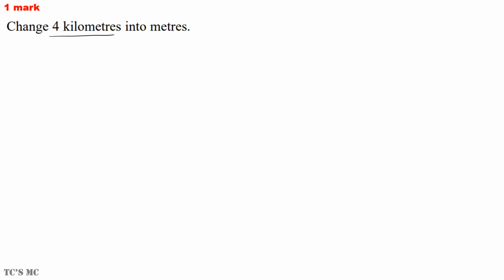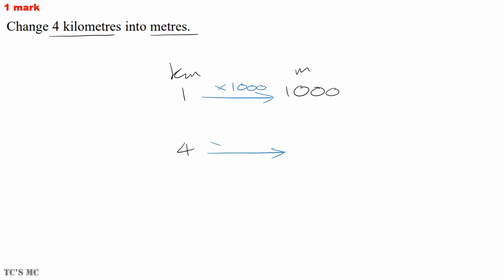Change 4 kilometers into meters. So we are working with kilometers and meters. We know that 1 kilometer is equal to 1,000 meters. We are converting 4 kilometers. If we go from 1 to 1,000, we need to multiply by 1,000. Do the same over here. And our answer is 4,000 meters. And for 1 mark, you only need to write the answer.